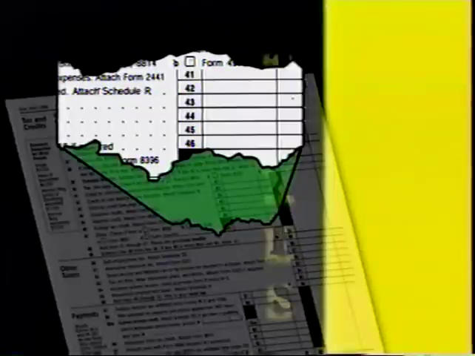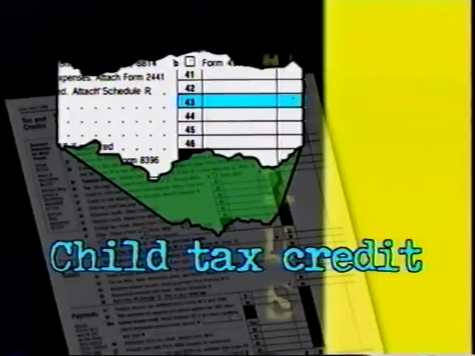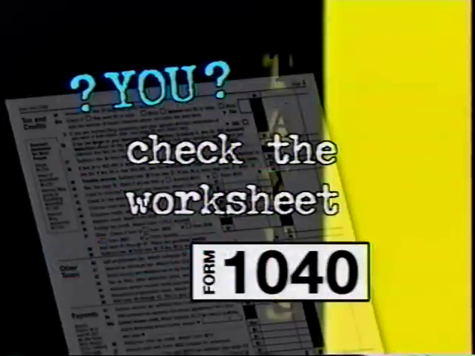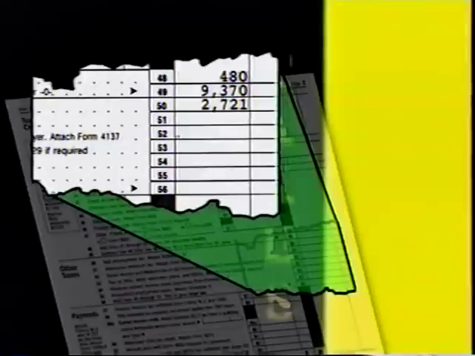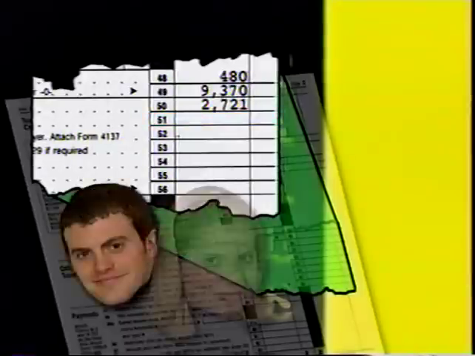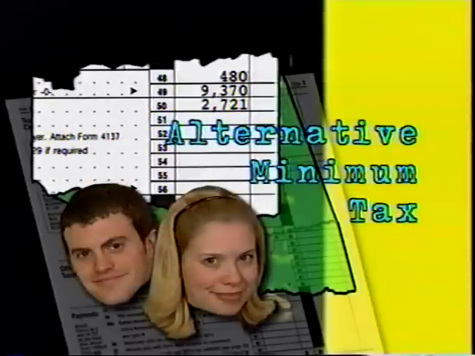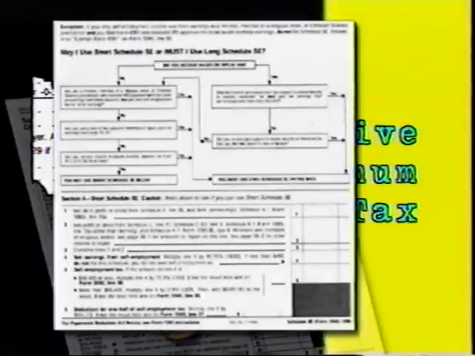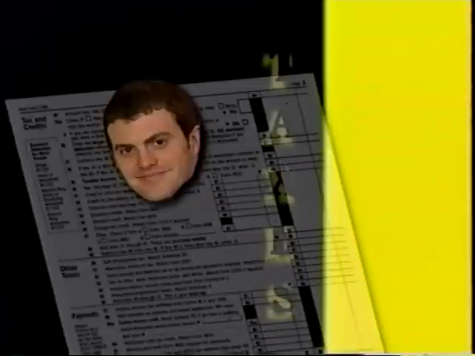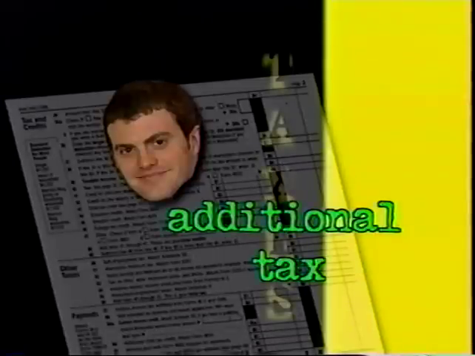As it turns out, the Hendersons can also take a credit on line 43, Child Tax Credit. To find out if you are eligible for this credit, check the worksheet for Form 1040 instructions. You may have to fill out some portions of it, but it's pretty easy because you just plug in numbers you've already completed. Now Archie pauses at line 51 to see if he and Vicky are subject to the alternative minimum tax. He does this by filling out the worksheet on page 34 of the Form 1040 instructions. After filling out the worksheet, Archie finds out that they aren't subject to this additional tax, thankfully.